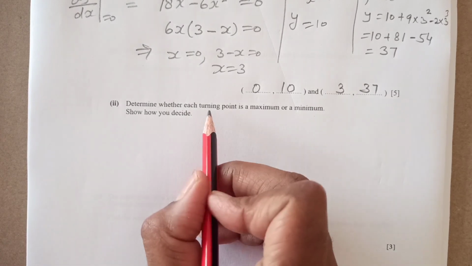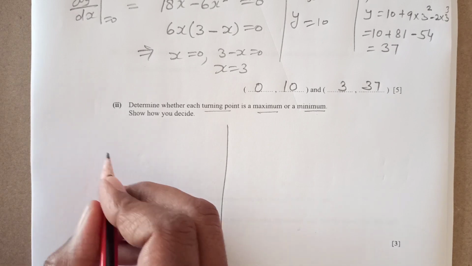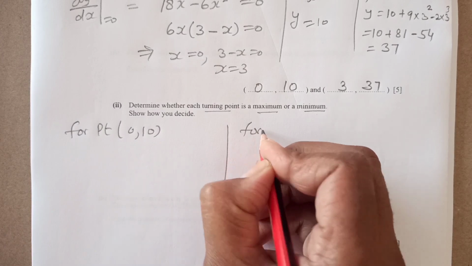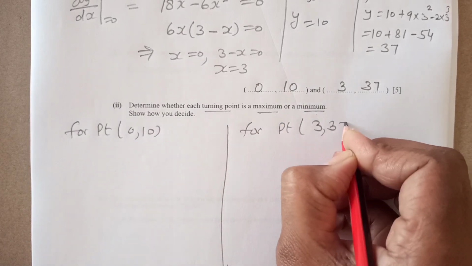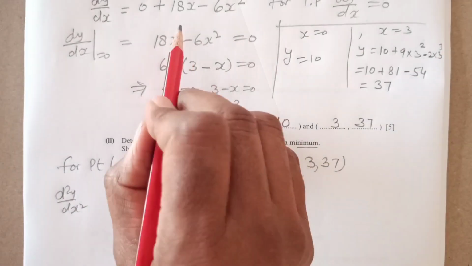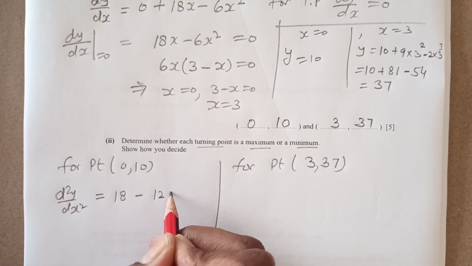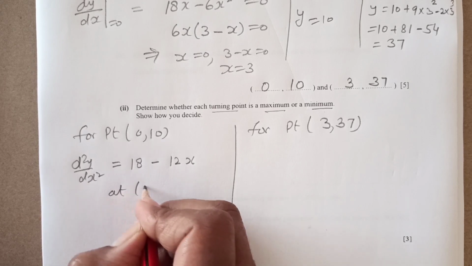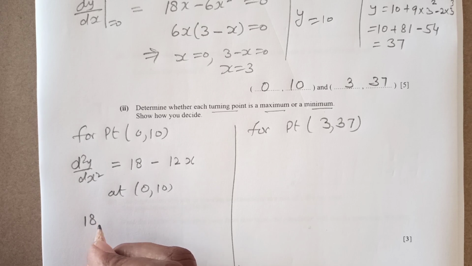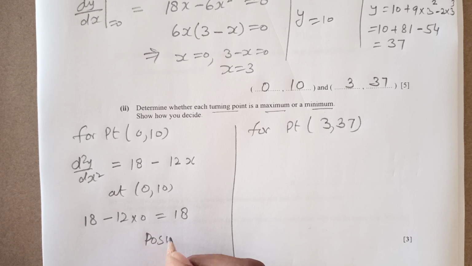Now determine whether each turning point is maximum or minimum. We have 2 points, so we will do it separately for the point 0 and 10, and another one for the point 3 and 37. For this one, d squared y, we will take the second derivative. Just differentiate this again, so this will become 18 minus 12x, right? So at 0, 10, second derivative will become 18 minus 12 times 0, which is 18, which is a positive value, right?